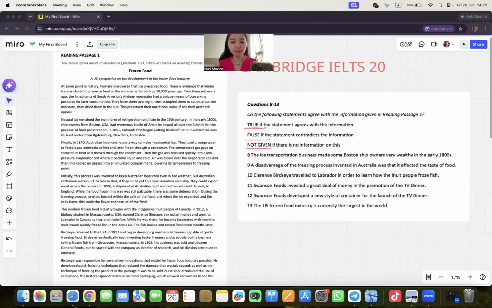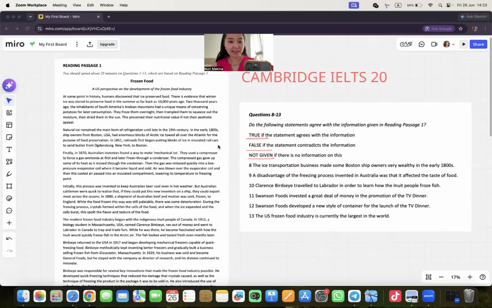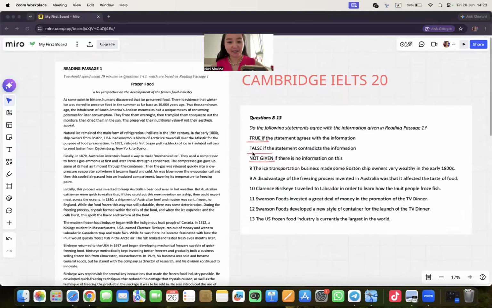Yay, frozen food. And if you're new here, you can look at the playlist, which is called IELTS Breakdown. I've got a bunch of videos, and of course, I have the beginning of this test, the questions from number 1 to 7. So this is test 1 still and passage 1, and we are good to go to the questions number 8, which is true, false, not given.